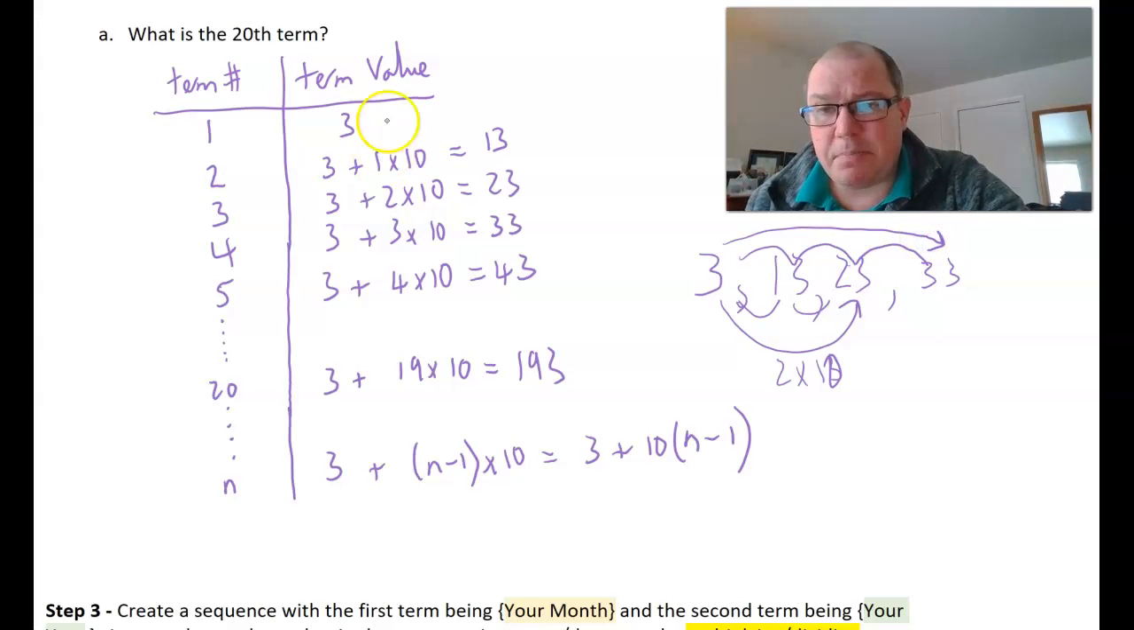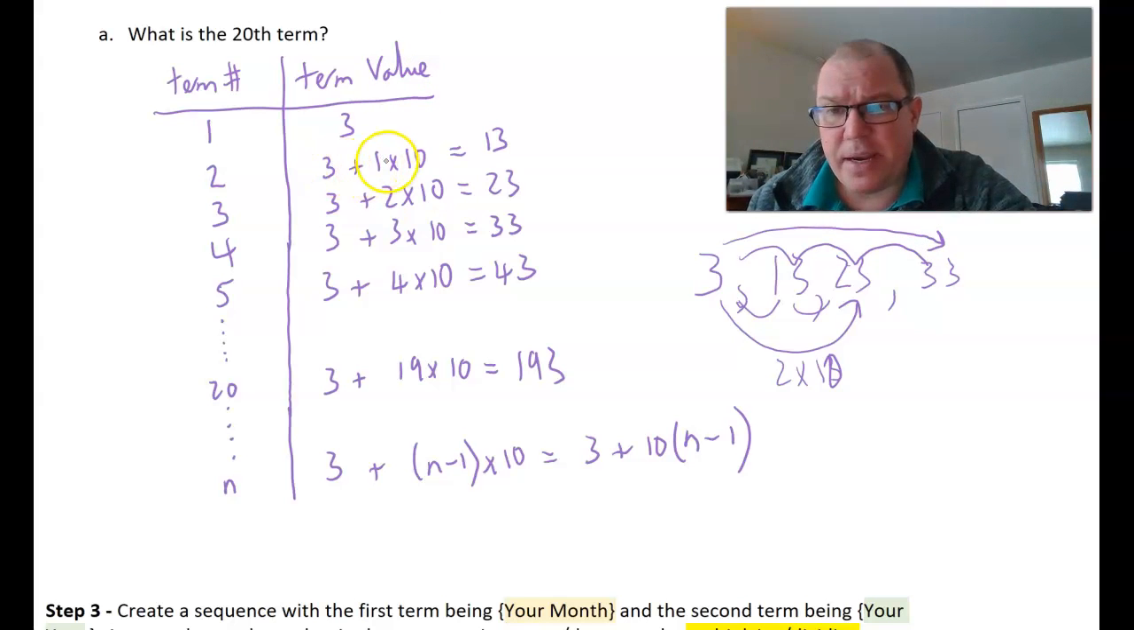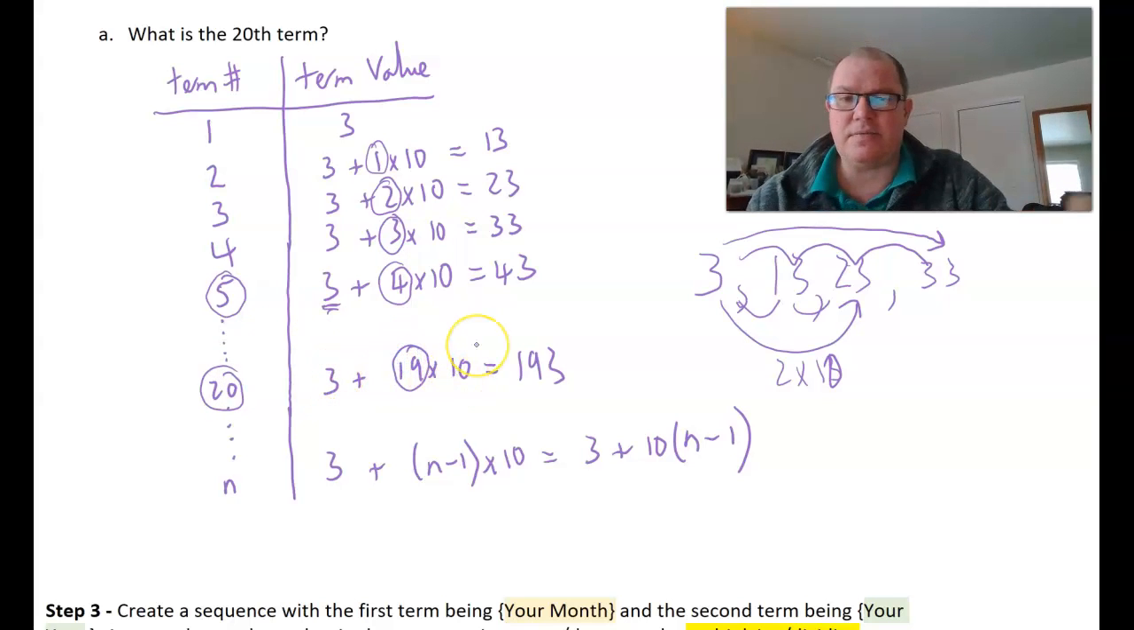And so you can see a pattern here, and maths is all about looking for patterns. I start with 3, and to get the second term, I add 1 lot of 10. To get the third term, I add 2 lots of 10. To get the fourth term, I add 3 lots of 10. And I'm sure you've spotted the pattern. It's always one less. So to get the fifth term, I start with 3 and add 4 lots of 10. So that means to get the 20th term, following the pattern, I start with 3 and I add 19 lots of 10, which is 193.